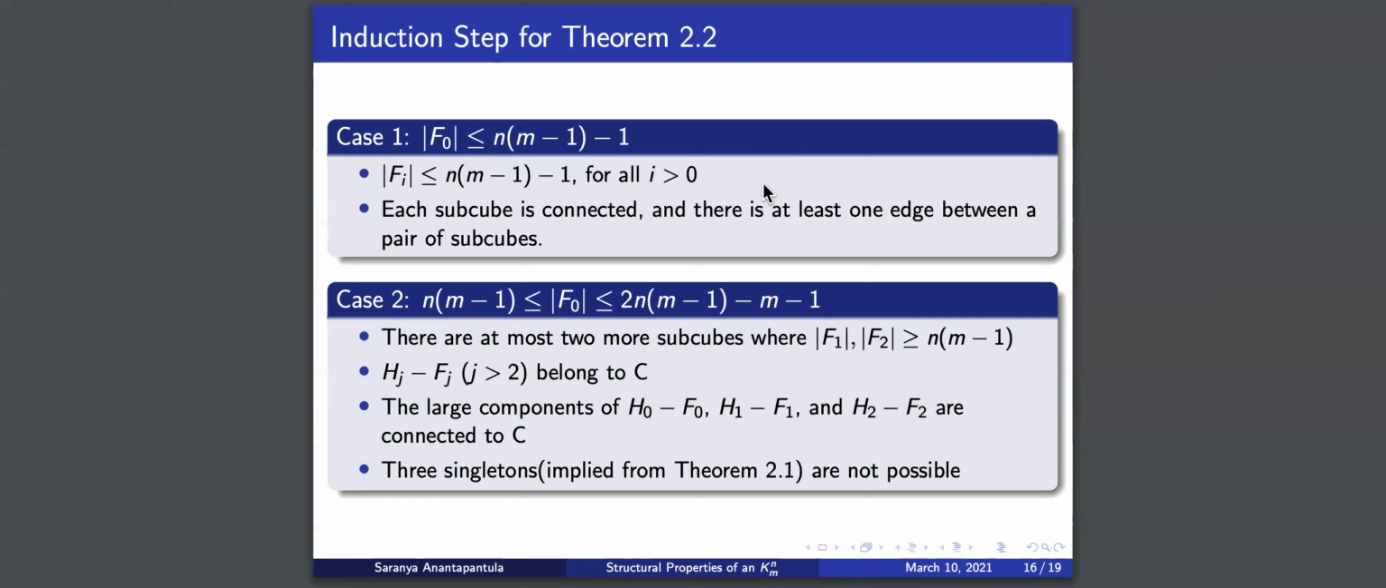Now for case 2, we're using the induction hypothesis from the previous theorem, except here there are 3 subcubes where the number of vertices deleted is greater than n times (m minus 1) minus 1. From the last theorem, we saw that there is at most 1 singleton in each subcube. However, 3 singletons is not feasible, as that would exceed our bound. Hence, at most 2 vertices can be separated from the graph with this bound, and this uses similar reasoning from our previous theorem, and the connected components would be part of C.